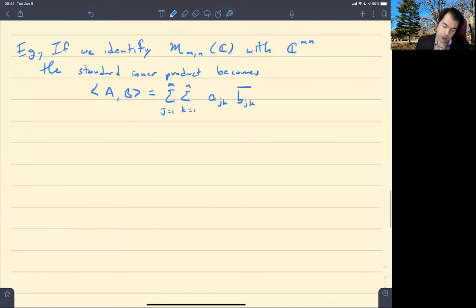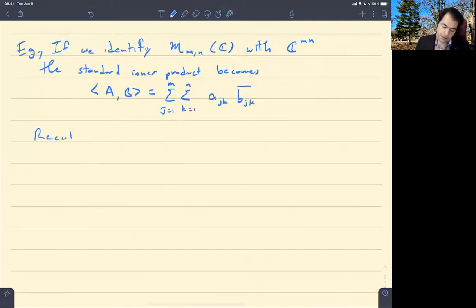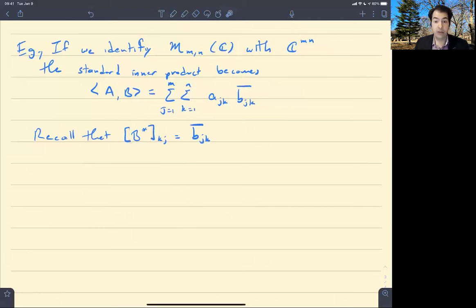Now, recall that B star has kj entry given by bjk bar, right? So remember that the way we form the adjoint matrix is we change the order here, so we're doing the transpose, and then we put a complex conjugate.